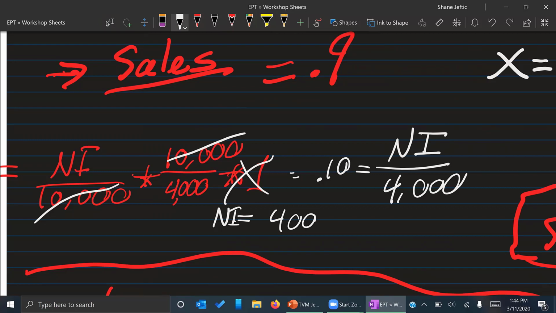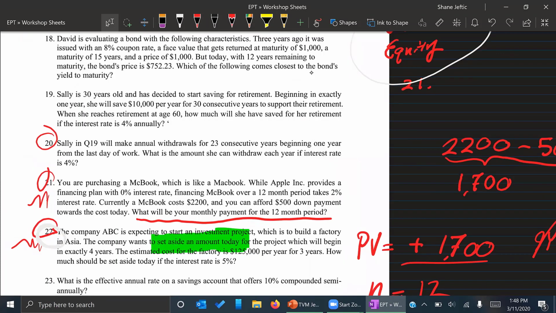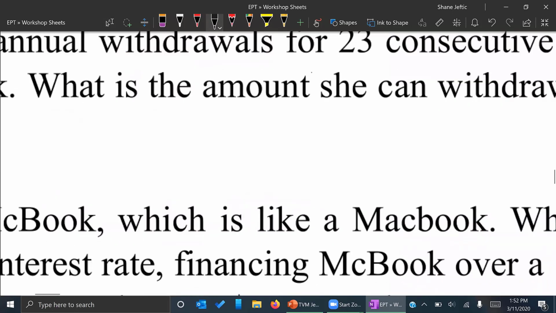What would be the best way to do this? Number 19. Sally's 30 years old and has decided to start saving for retirement. Beginning in exactly 1 year, she will save $10,000 per year for 30 consecutive years to support retirement. When she reaches retirement age at age 60, how much will she have saved for her retirement if the interest rate is 4% annually?